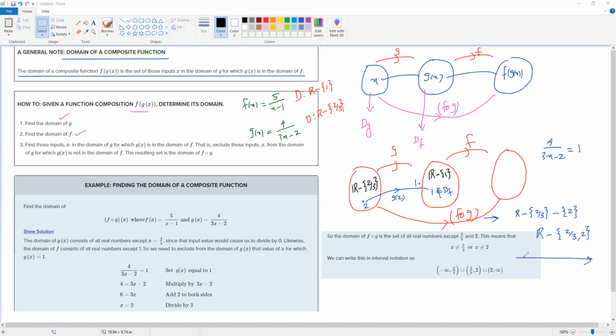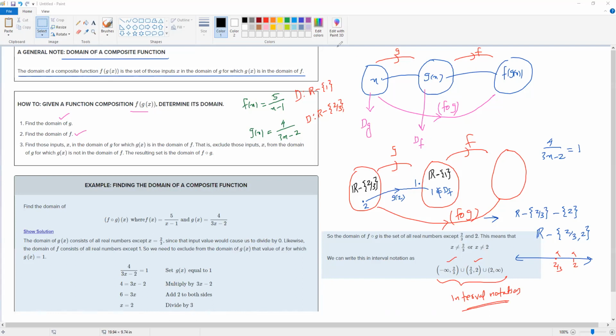तो आपका रियल नंबर है तो ये 2 by 3 ये वाला पॉइंट नहीं आएगा, 2 ये वाला पॉइंट भी नहीं आएगा. इसलिए इंटरवल नोटेशन में लिखेंगे तो माइनस इन्फिनिटी टू 2 by 3 यूनियन 2 by 3 नहीं है, ओपन सर्कल, 2 by 3 टू 2, 2 नहीं, यूनियन 2 to इन्फिनिटी. ये सिंबॉलिकली लिखा है, इंटरवल नोटेशन यूज करके. दिस इज सिंपली इंटरवल नोटेशन. अंडरस्टूड? That's all. Interval notation.